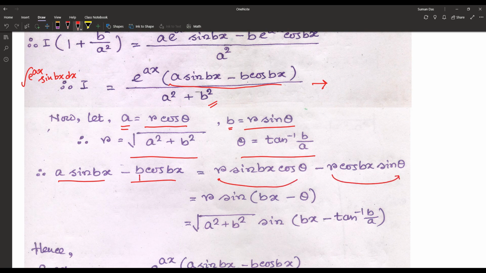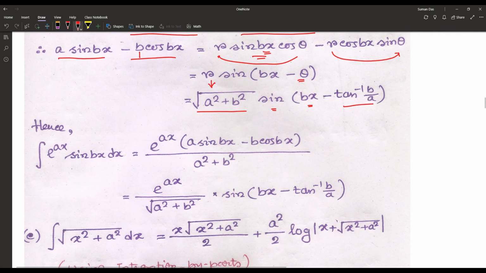sin theta. So here once again, if we think of sin theta cos alpha minus cos theta sin alpha, that can be written as sin of theta minus alpha. So we are writing it here as bx minus theta. Putting the values of r, that is the square root of a squared plus b squared, sine of bx minus the value of theta, that is tan inverse b by a.